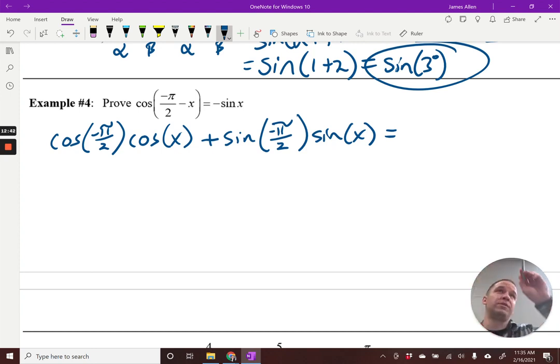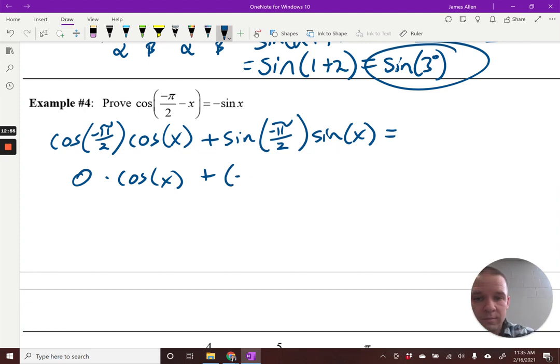Well, cosine of negative pi over 2, that's the quadrantal down here, at negative 90 degrees or negative pi over 2. That would be a 0 times cosine of x, plus sine of negative pi over 2, that's negative 1, and then sine of x. So this is gone, leaving me with only negative sine of x.